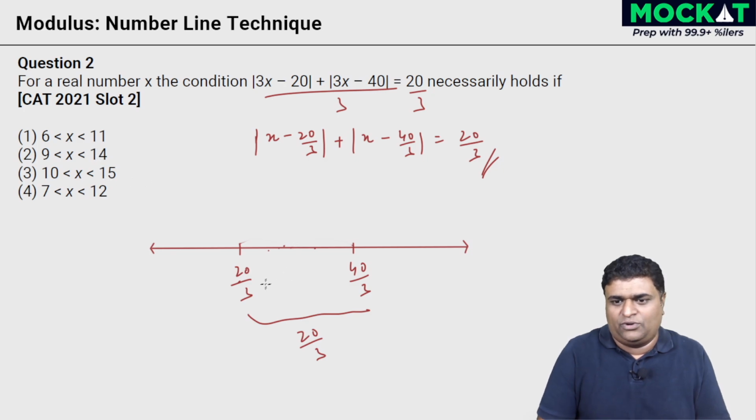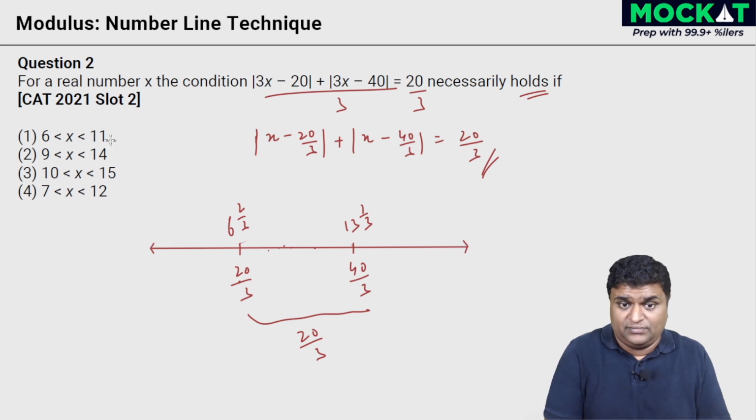Now the best way to go about this, write it as a mixed fraction: 6 2 by 3, and over here 40 by 3 is nothing but 13 1 by 3. Now this one says necessarily holds if the first one is true. Can I say as long as x is greater than 6, this is satisfied? No, x has to be greater than 6 2 by 3. 6 is not enough, right?